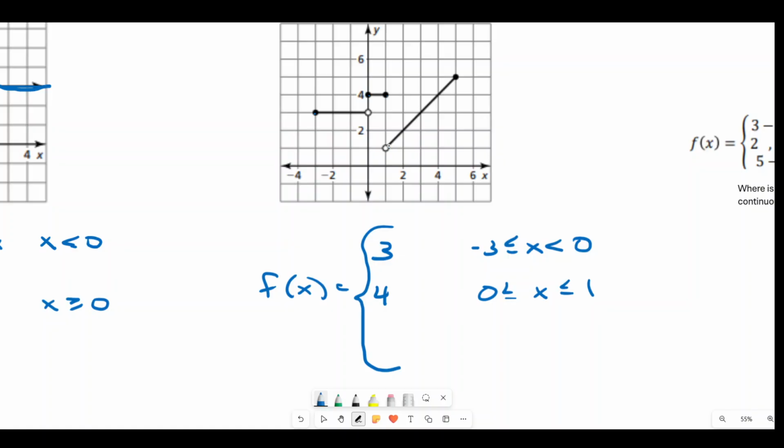Then we have this line that has a slope. So we know that it starts at 1 and it goes until 5, but it does not include the 1. You can see there's an open circle there. So that's what the interval or domain of that part would look like.